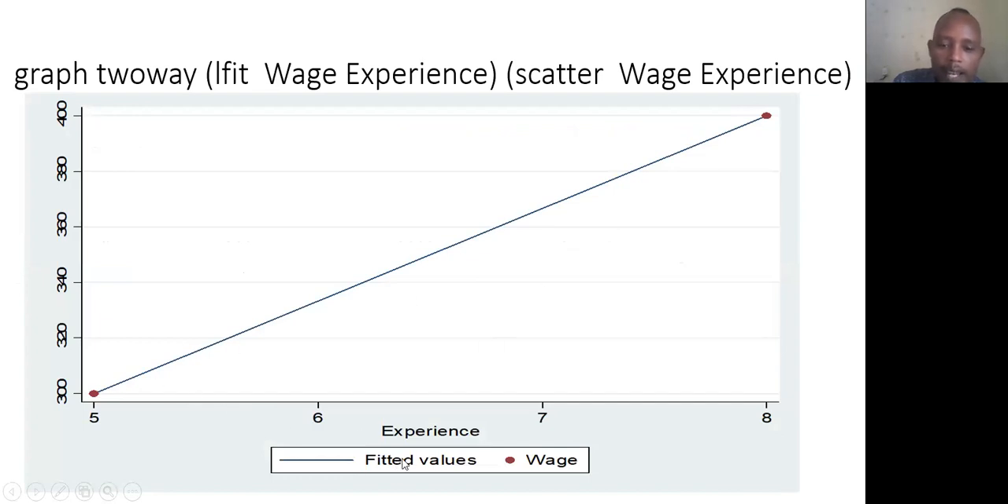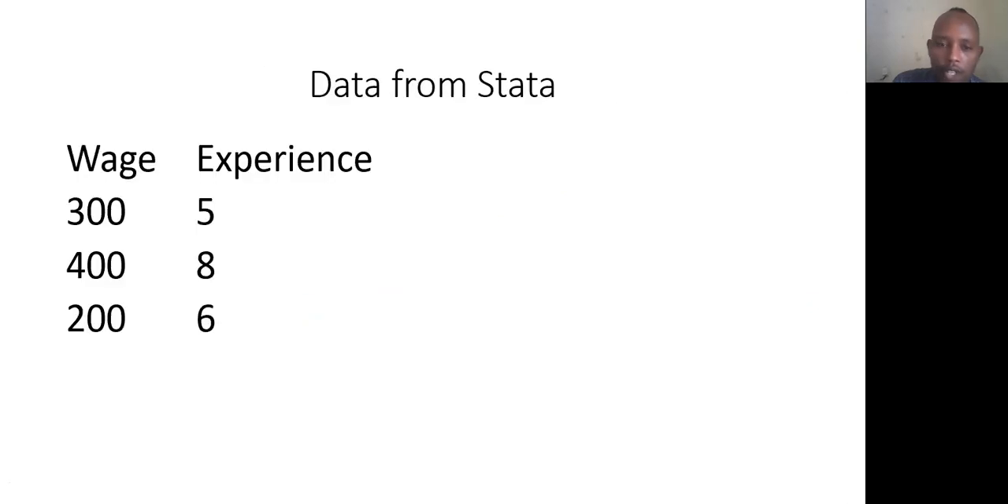This line is what? The fitted line, or fitted values, means simply the regression line. If the regression line consists of all those observations, and there is no value that is not captured by the regression line, at that time the model becomes the best model. But here it becomes the best model only by using two observations.